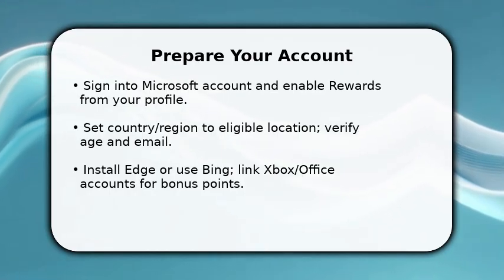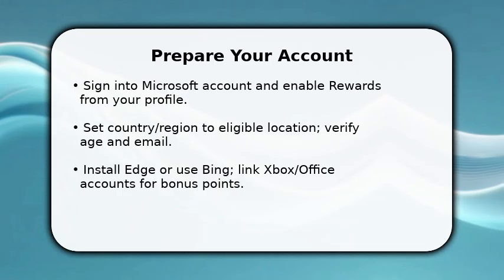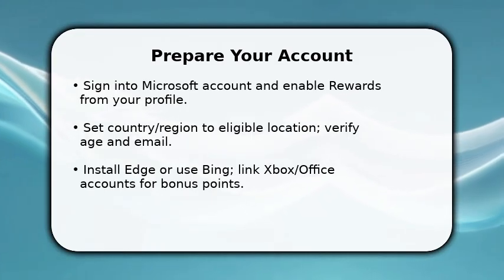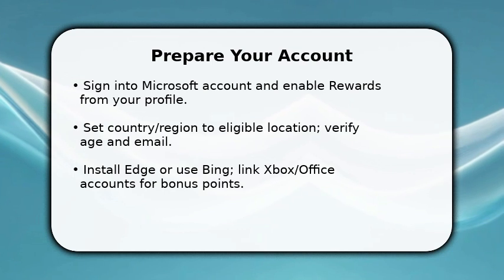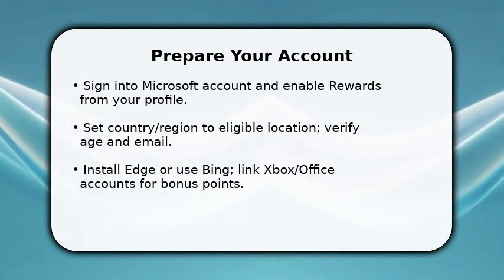This prevents blocked redemptions. Next, install Microsoft Edge or use Bing as your browser since searches and Edge activities are primary point sources. Finally, link Xbox or Office accounts for stacked earning. These steps unlock the first earning channels so you can collect points immediately.